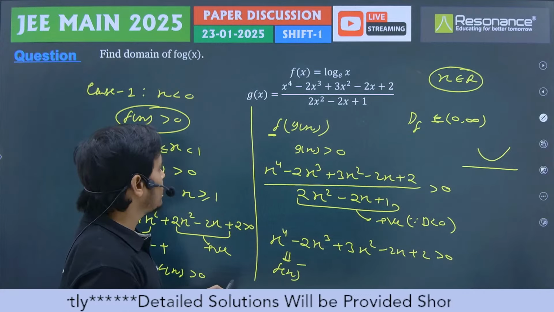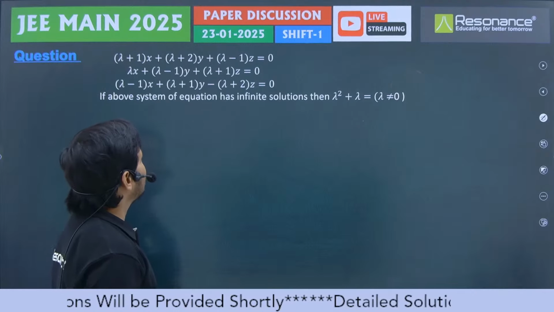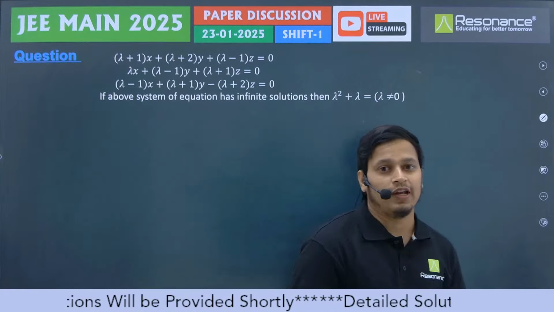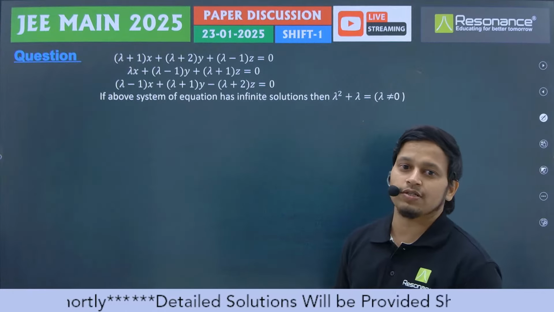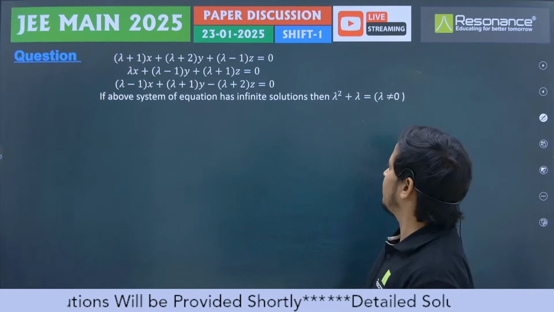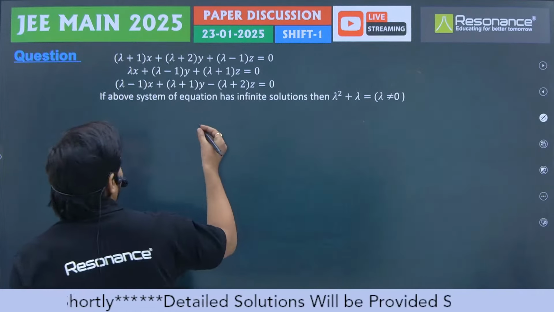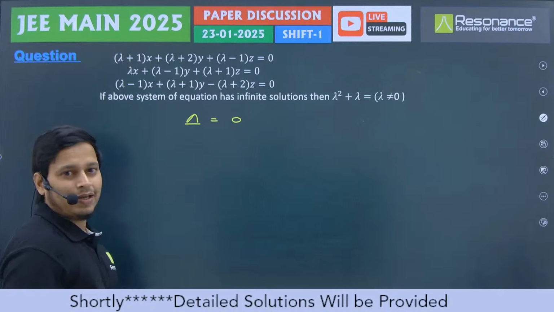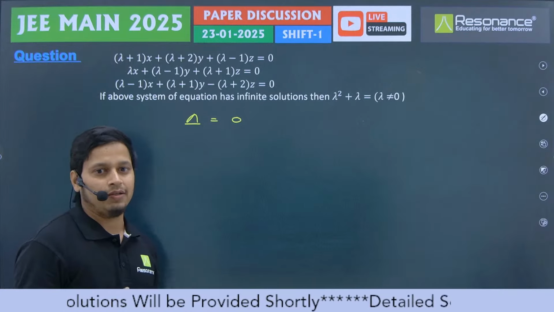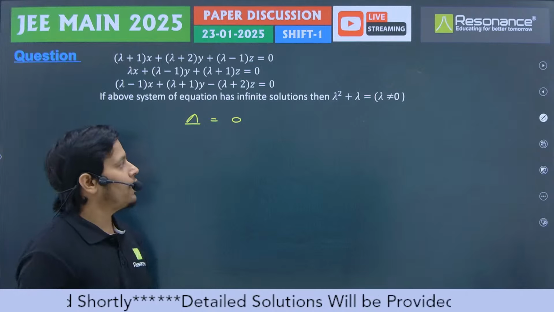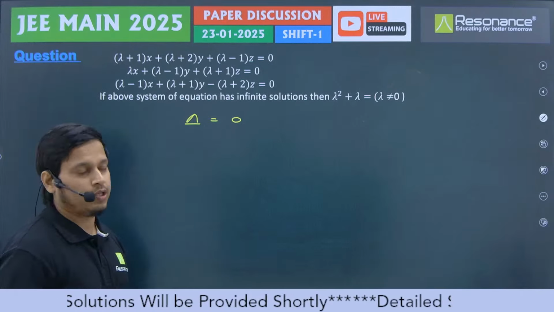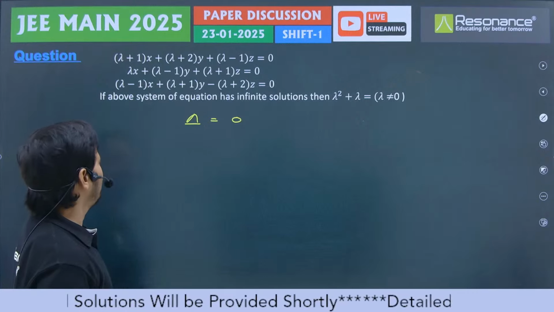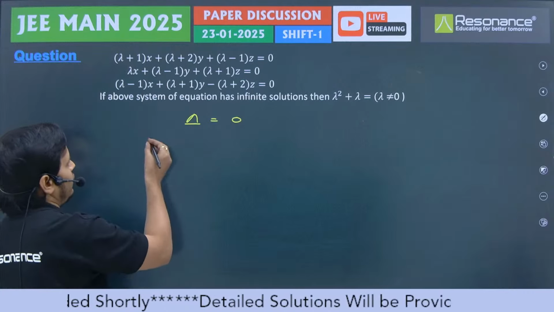Now the next question is, here they go, this is a homogeneous system of equations, and they are asking to find the value of lambda square plus lambda if this system of equations has infinite solutions. This is an easy problem. What is the condition for infinite solutions? Delta is equal to 0. Usually every year, in every paper or alternate shift, they give at least one question of this type. Either they will say infinite solution or anything. So determinant is equal to 0.